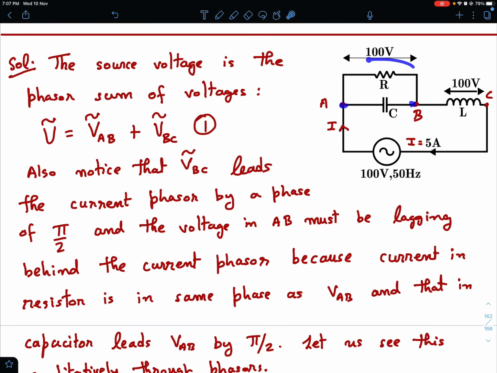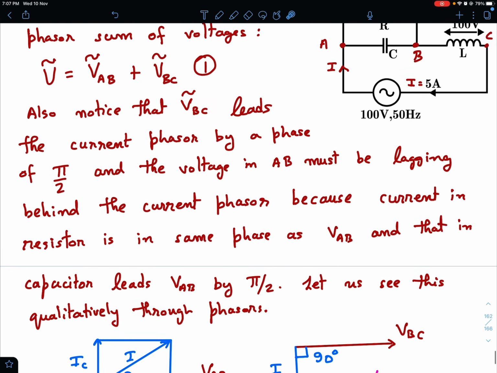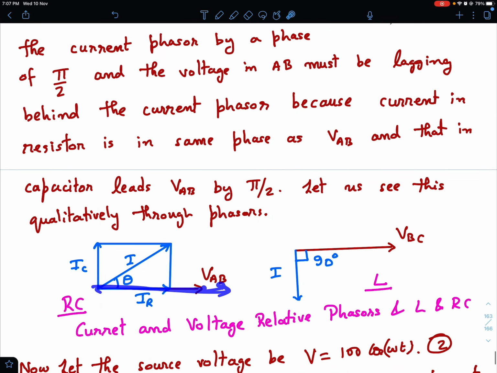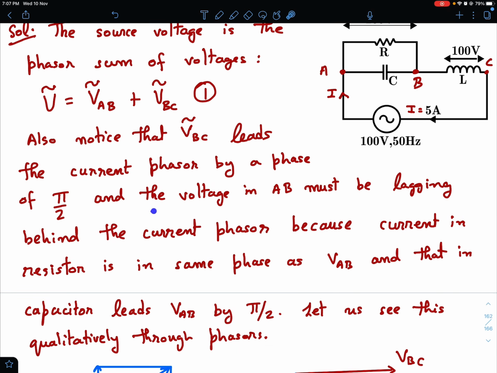Why is that? See, in the resistor the current is in the same phase as the voltage, right? But in the capacitor the current leads, the voltage is lagging behind. So if I see through the phasor, suppose this is the voltage phasor across the parallel combination of capacitor and resistance. Then the current phasor for the resistor is in the same phase, and the current phasor for the capacitor is 90 degree above this, because in a capacitor the voltage lags behind the current. If you add these two, this will give you the resultant current, and you can see that the resultant current is leading the voltage, right? Or we can say that voltage is lagging behind. So that's what I've written.